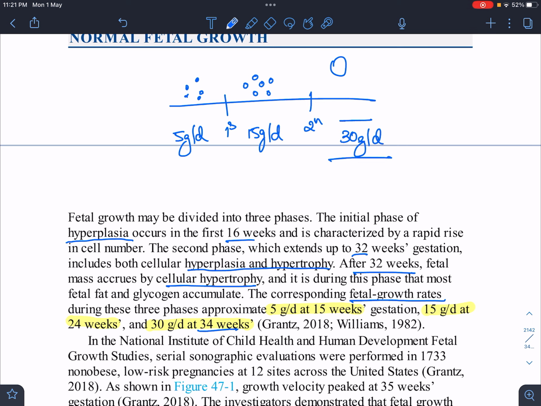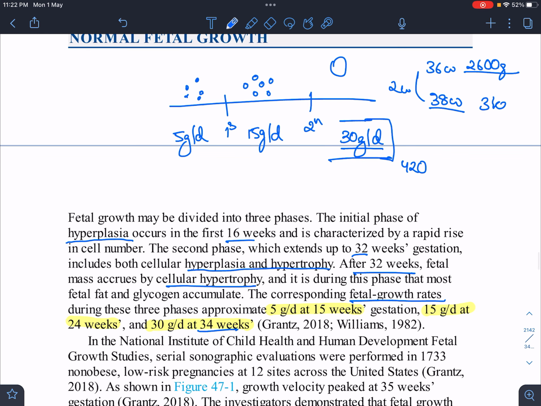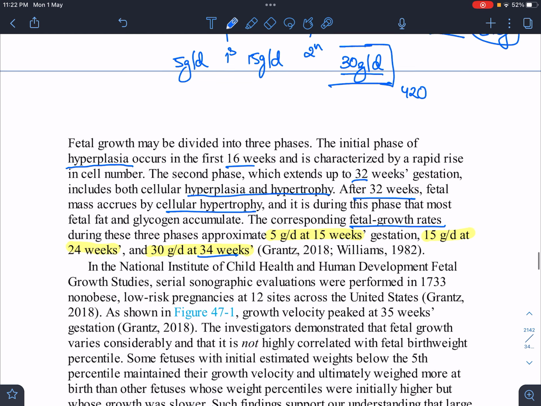So this you can use if you have, at around 36 weeks, a growth scan where the baby was around 2600 grams. If the mother comes at 38 weeks and you don't have a scan machine, or she comes in labor, how much will the baby weigh? This has been 2 weeks, and by 30 gram per day you can tell it'll be around 420. So if you take 400, it's about 3 kgs. So that is how you can assess.